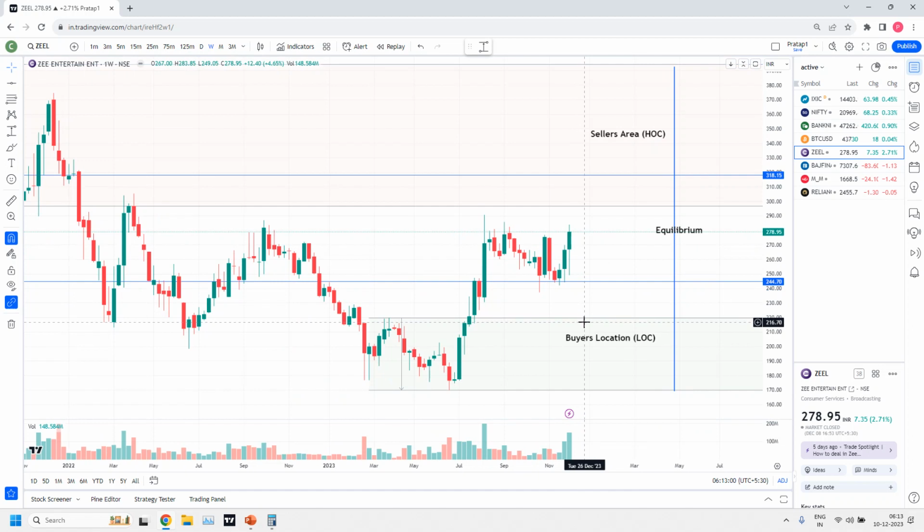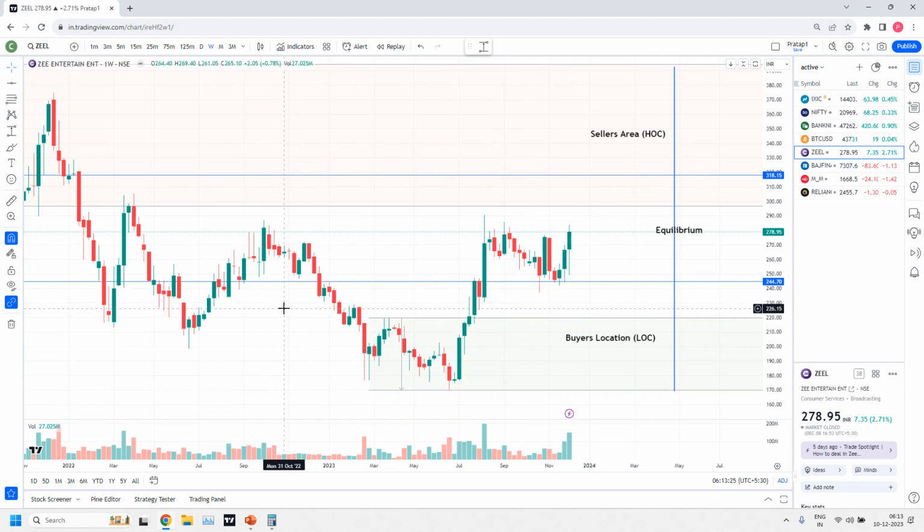So now we have identified by location, 3 locations we identified on the monthly time frame. Now in weekly time frame, we identified the trend of the stock is uptrend. And third, your entry. So to identify your entry, your stop loss, your target, where you have to go.